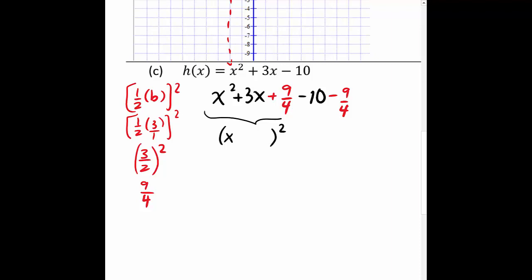This is where I'm glad I remember that what goes in here is half of the coefficient of x, which is the number you found halfway through the magic number thing. Before you squared, we had 3 halves there.